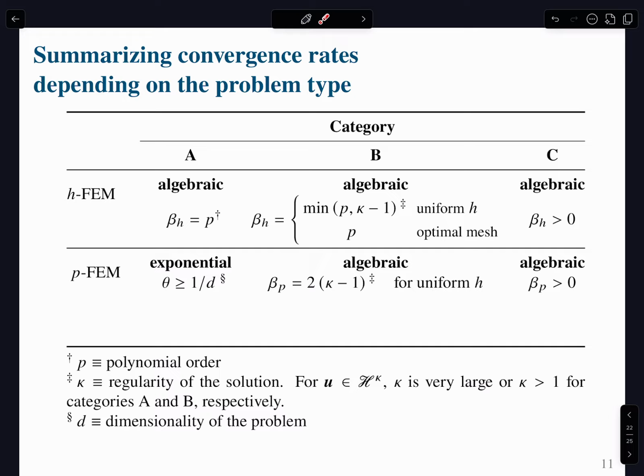Anyways, now for category B, p-FEM is going to converge like that. It's just going to be an algebraic convergence rate, as we discussed.